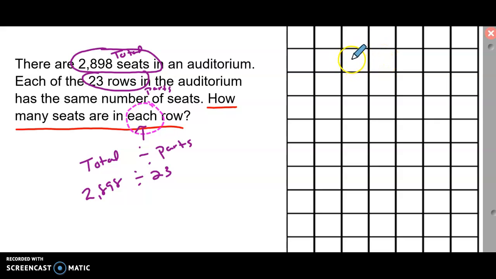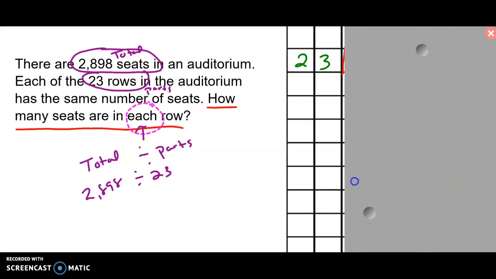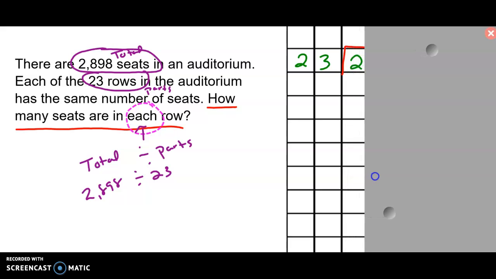Now notice I'm going to put them inside of the boxes, 2,898. And I'm going to divide that. That's my dividend. Total is always inside. Divided by 23. All right. Now I'm going to do something. I'm going to get a sheet of paper. I want you to get a sheet of paper. And what we're going to do is you're going to cover up your dividend. And then we're going to move it one place to the right. We're going to go step by step. Now, we want to look at this. We want to see how many 23 is going to 2.